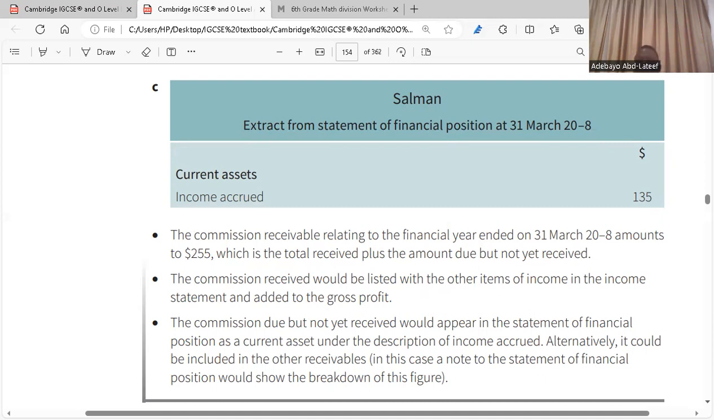So if you now record 255 again, you are recording twice. So the only thing you have to record now is 135, which is the amount owed. Is it clear now? Yes. Okay.